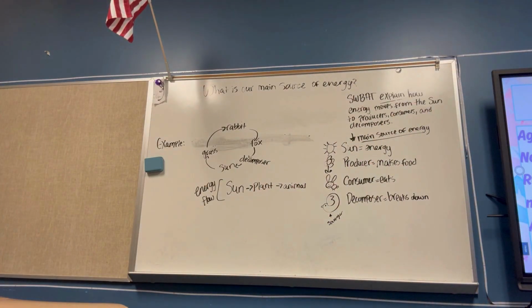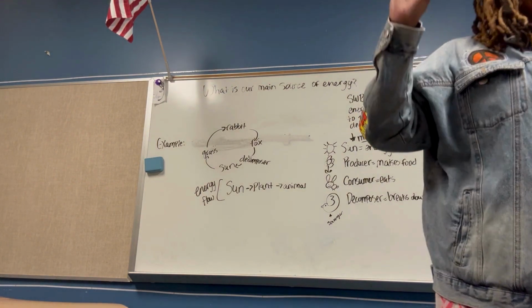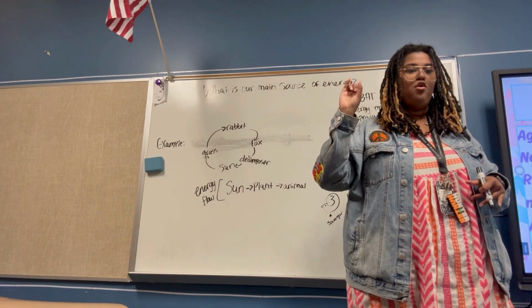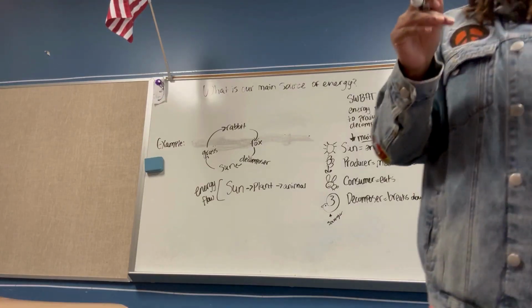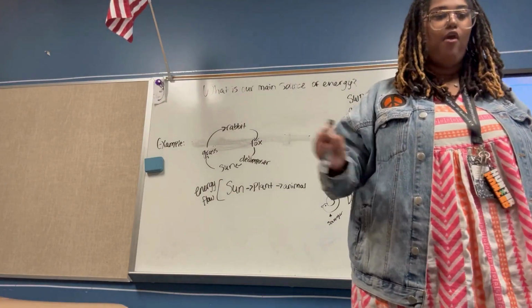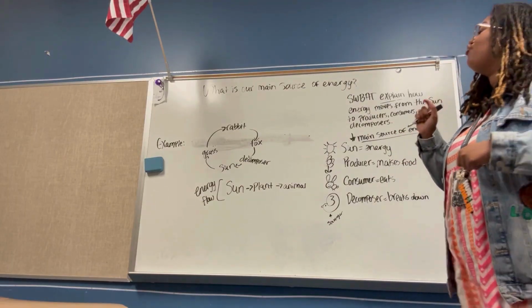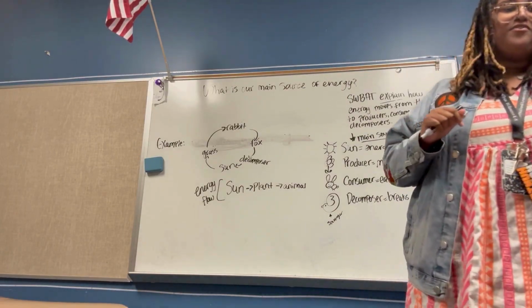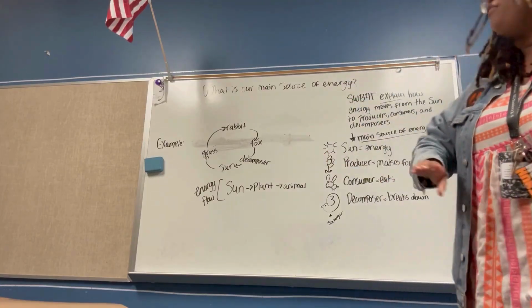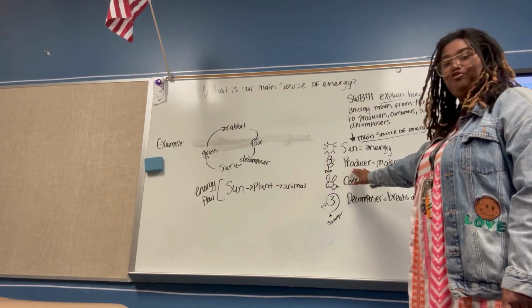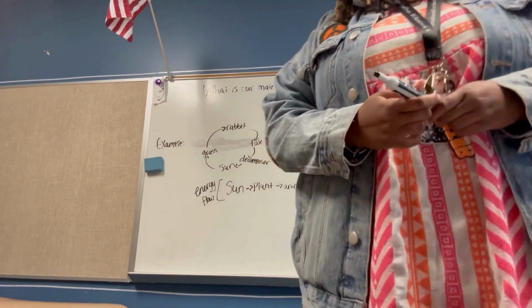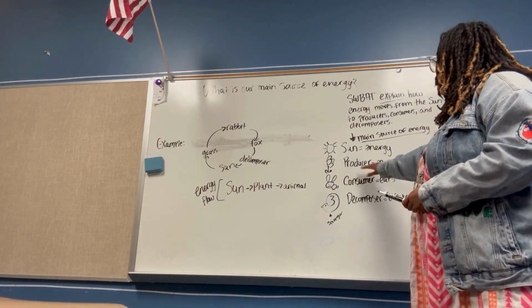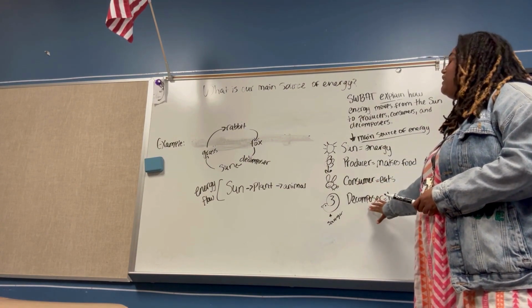All right, let's bring it back in 5, 4, 3, 2, 1. Now, food webs are connected systems. Everything depends on something else. And so now we're going to create our own food webs, right? Your food webs must include the sun, a producer, a consumer, and a decomposer.